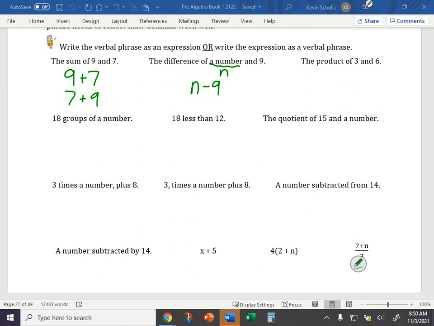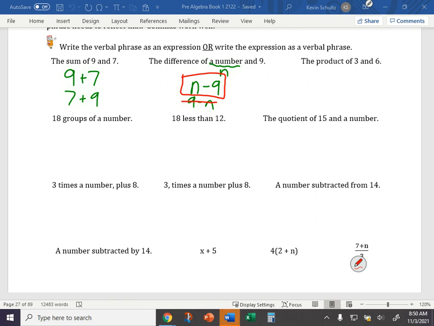Could we reverse this one to put 9 minus N? No. It would not be correct in this case because for subtraction, the order matters. For addition, it does not. Sir? For the answer, can you just put addition or do you have to write this out? You have to write this out. Okay? Because just the word addition isn't an expression, right? N minus 9, that mathematical statement, that's your expression.